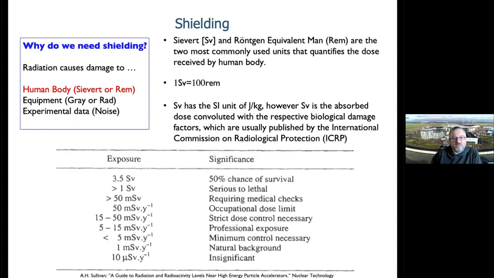So if we look at the effect that it has on the human body, this is the one thing that most people think about when they think about radiation and the risks associated with it.